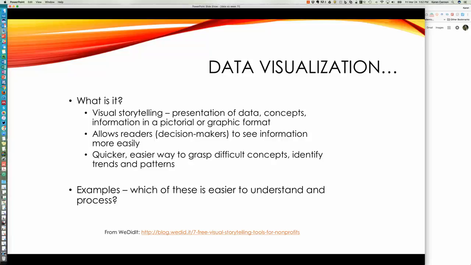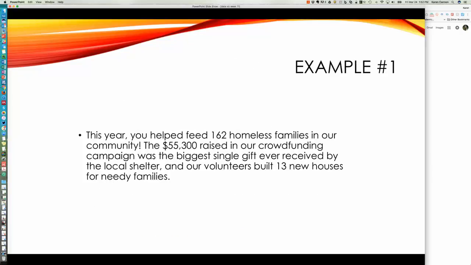So when thinking about how this works, I want to show you an example, and it's from this blog link down here on the bottom. But think about which one of these two examples is easier to understand and process. So the first example is this bullet point, which is 2 sentences long. This year, you helped feed 162 homeless families in our community.